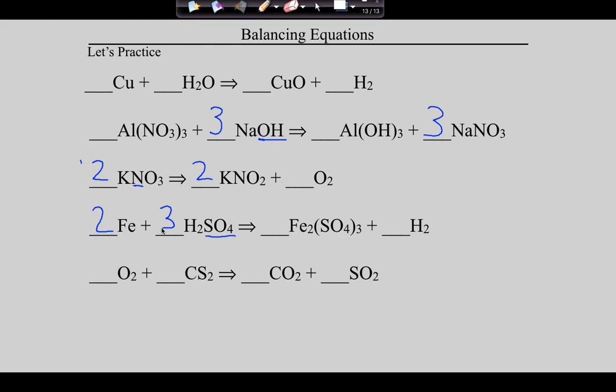Oh, so we're realizing that balancing something could screw up something we've already balanced. So what are we going to do? Well, at the end of all of these, we're going to go back and make sure they're still balanced, because sometimes balancing one thing screws something up we've already dealt with. So now we've got 6 hydrogens, so we need a 3 there.